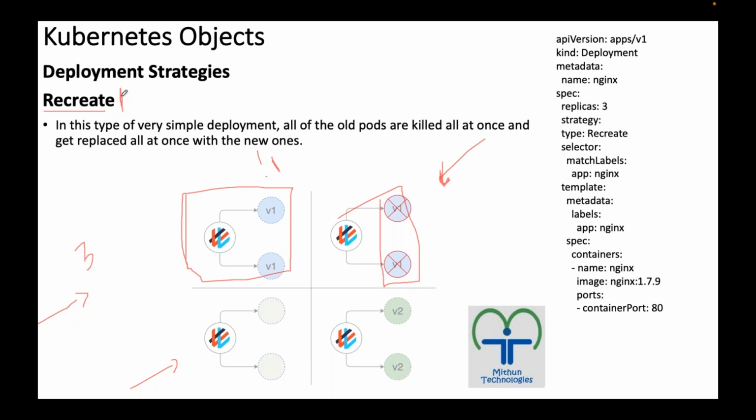Recreate. If the deployment strategy is recreate, it is going to first delete the old version of the application. Then it is going to create new pods. So in this phase, your application is down. Again, do you have a downtime if I am using a deployment with strategy as recreate? Yes. Deployment with strategy as recreate, you have a downtime.